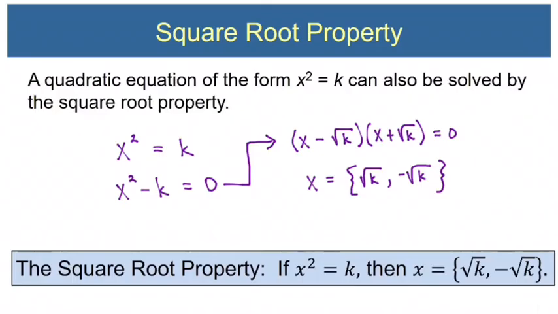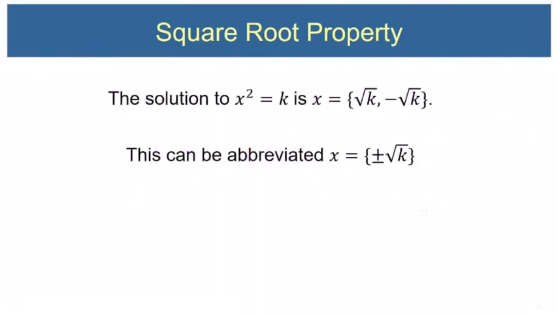The square root property then says that if x squared equals k, then x equals positive square root of k and negative square root of k. And this is what we're going to use to just kind of short circuit problems like this so that we don't have these middle steps. So one more time, the solution to x squared equals k is x equals positive square root of k and negative square root of k. You also can abbreviate this as plus or minus the square root of k.